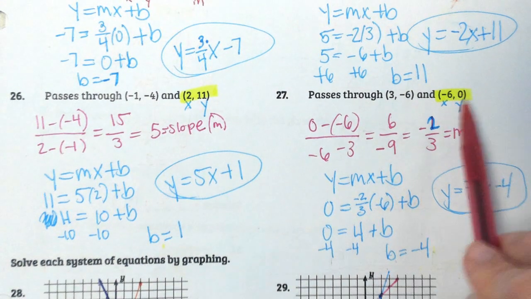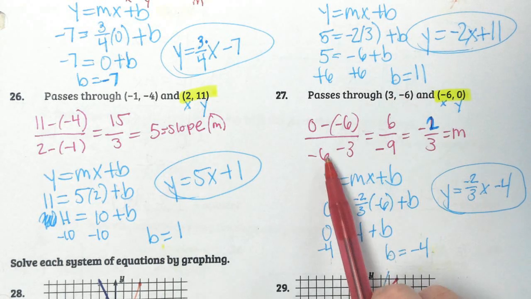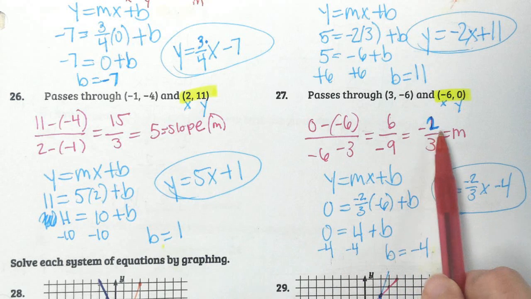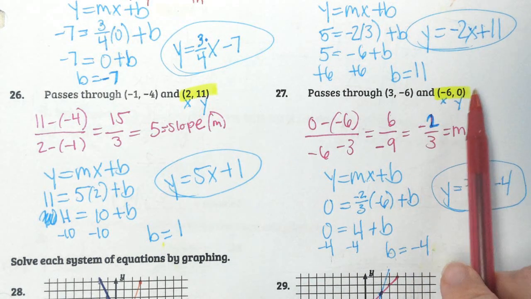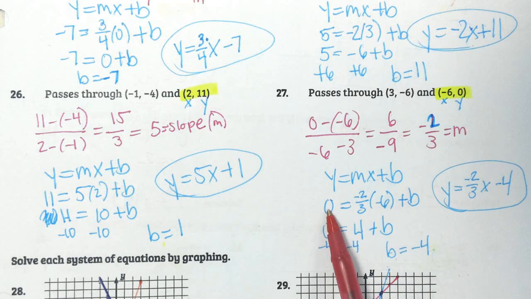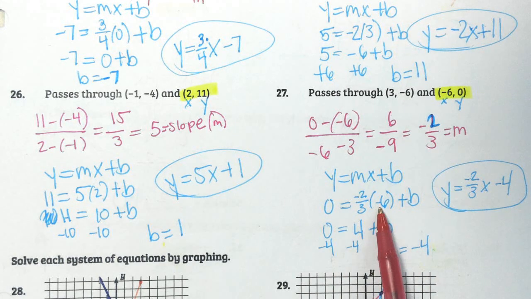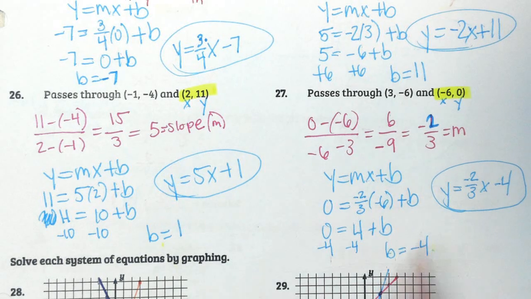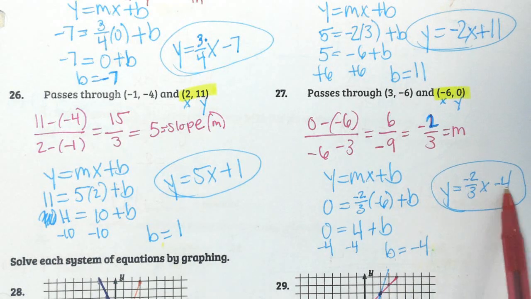On the next one, I did 0 minus negative 6 over negative 6 minus 3, and I got 6 over negative 9. That's negative 2/3. I picked the second point. So when I plugged it in, I had 0 for y, I had my m of negative 2/3, and x was negative 6. Negative 2/3 times negative 6 is 4. I subtract 4 on both sides, and I get b is 4. So y equals negative 2/3 x minus 4. This was my m, this was my b.